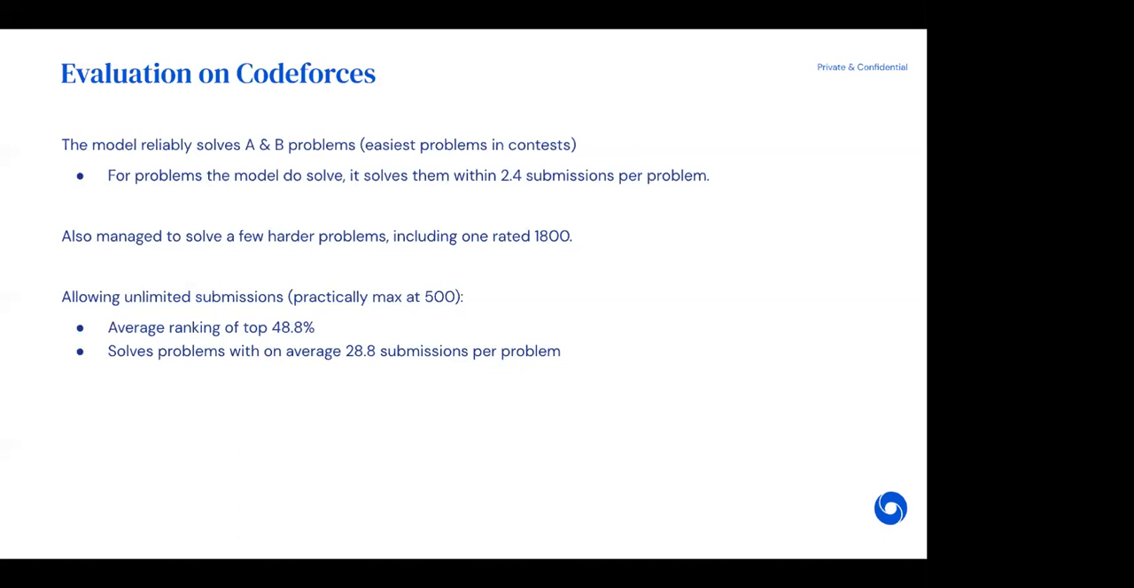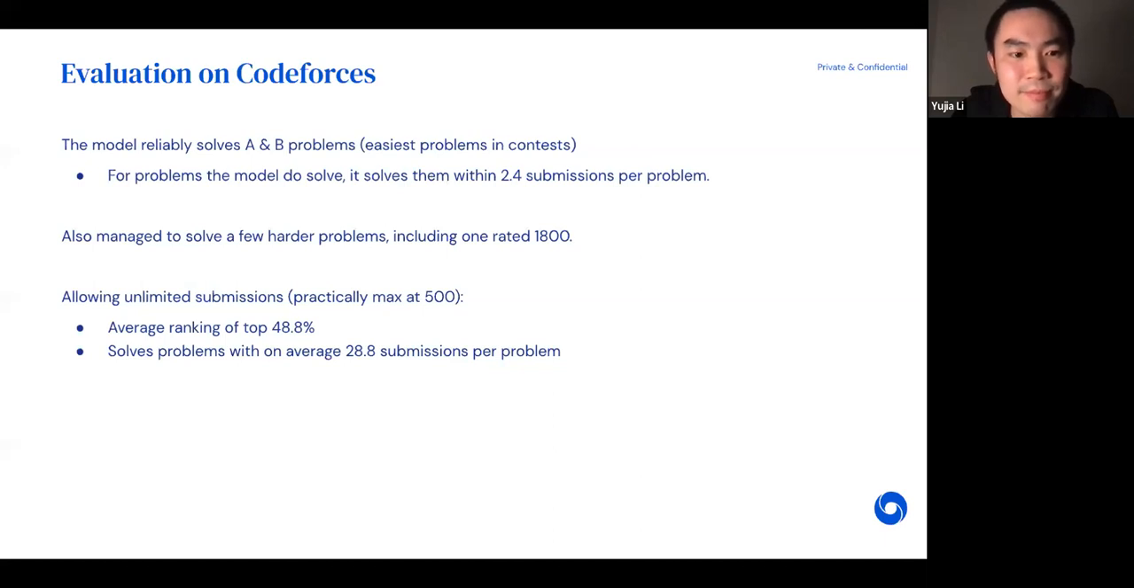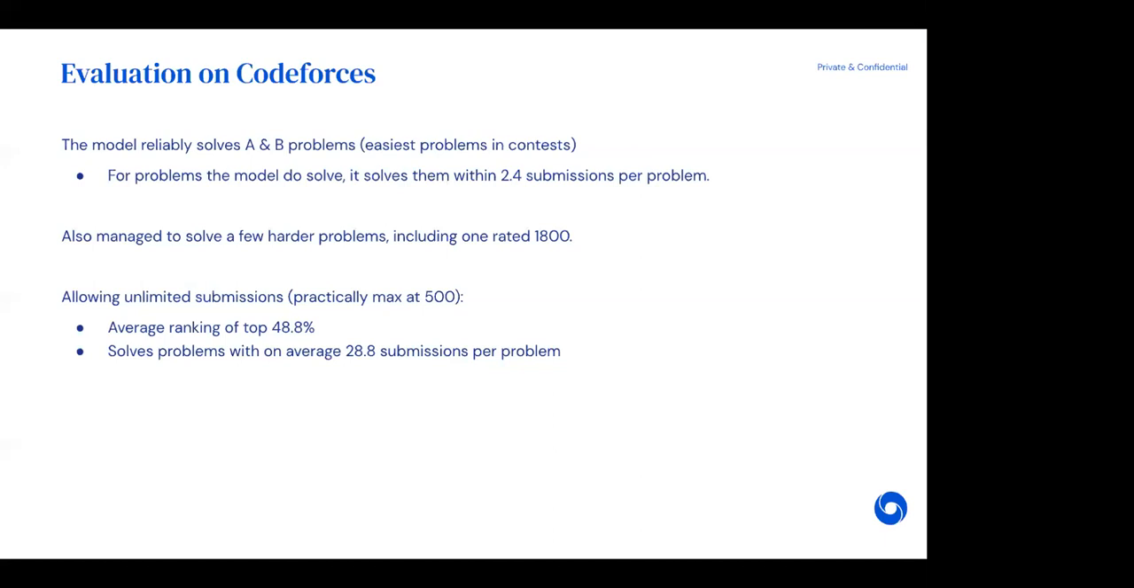Wait, when you say first try, I don't know exactly what the structure of the algorithm is, but does this mean that presumably you have these input output examples, and you're using those to prune the search? Yes. So you mean there are 2.4 programs that pass all the input output examples and get submitted?